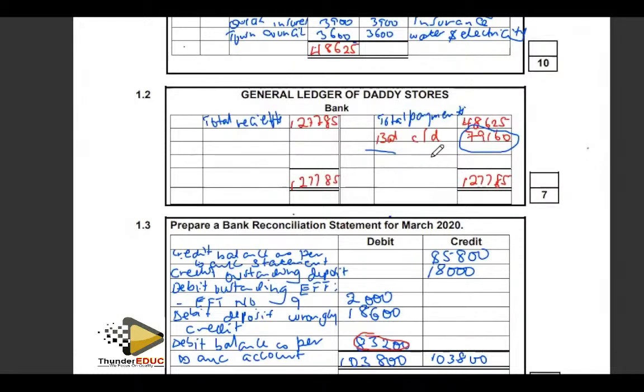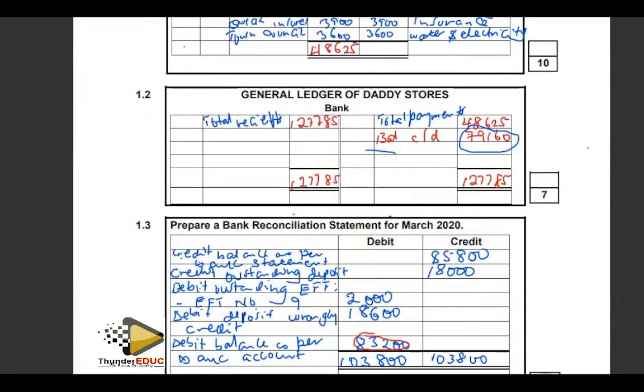Okay, quickly, let me find out the difference between the two. The difference between our totals, minus 79,160. The difference is 4,040 rand. So we don't have such an amount in our question.